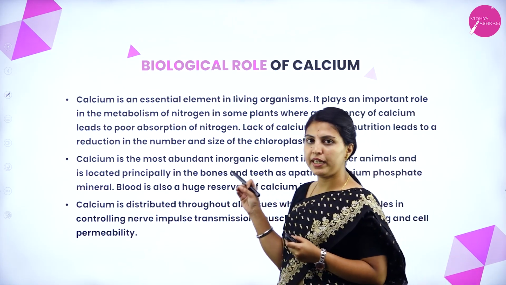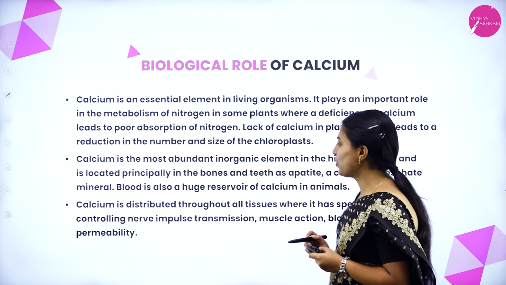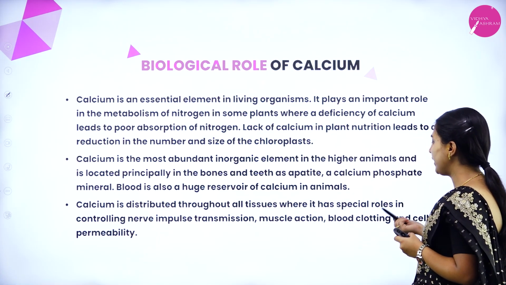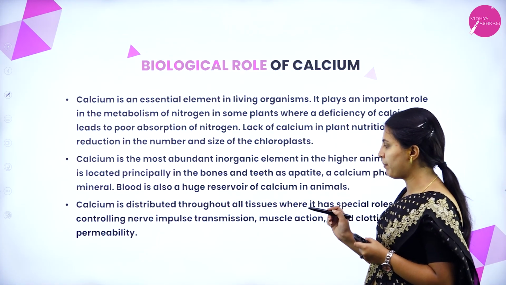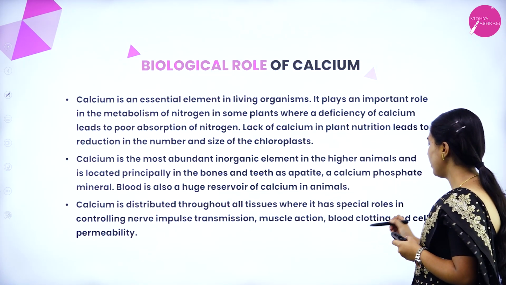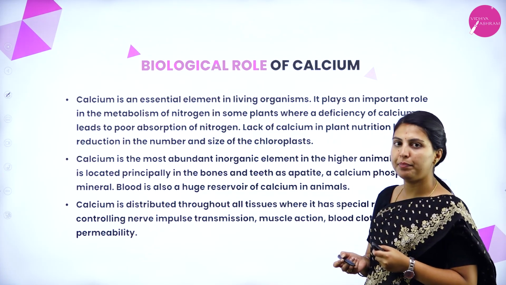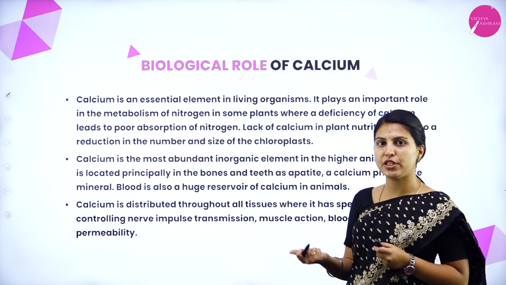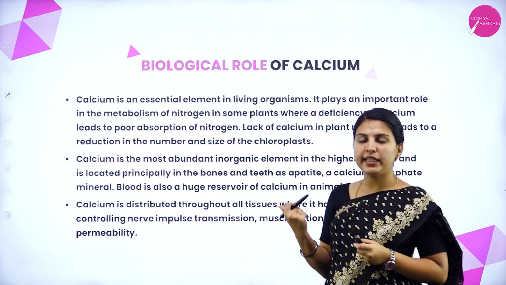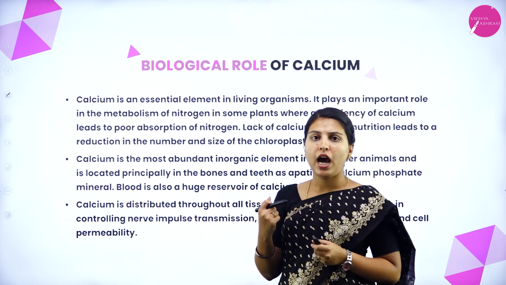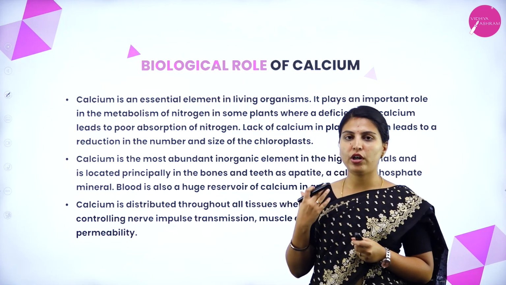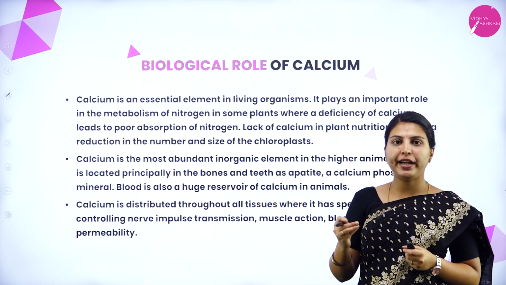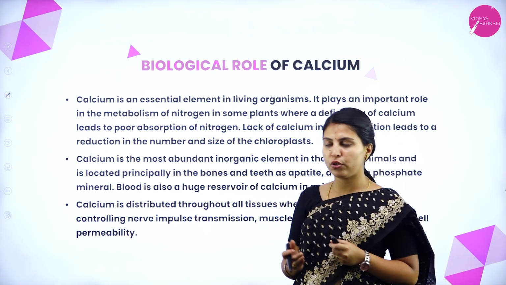It is abundantly present. Calcium is distributed throughout all tissues where it has special roles in controlling nerve impulse transmission, muscle action, blood clotting and cell permeability. For nerve impulse also calcium is required. For teeth and bones hardness also calcium is required. For plants also it is required to maintain the number and size of chloroplast.